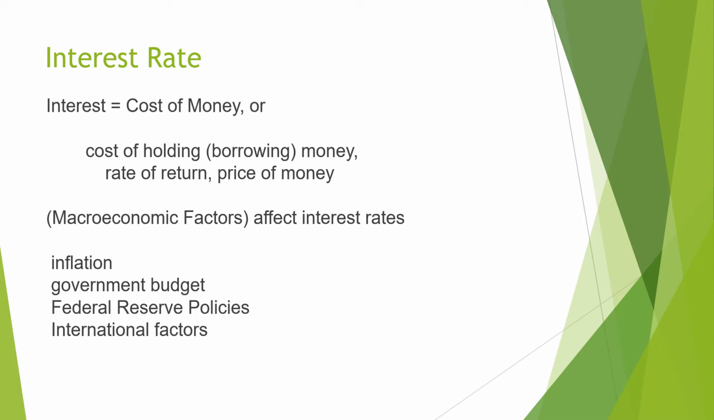And the Federal Reserve, which is the central bank of the United States, can reduce supply of money or increase supply of money. By doing that, they can increase interest rate. The Federal Reserve can increase interest rate or decrease interest rate. Some international factors, such as inflation in other countries, or interest rate in other countries, can affect interest rates in the United States.